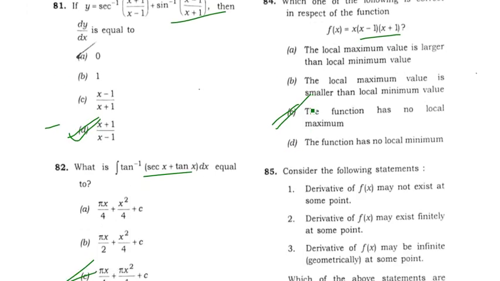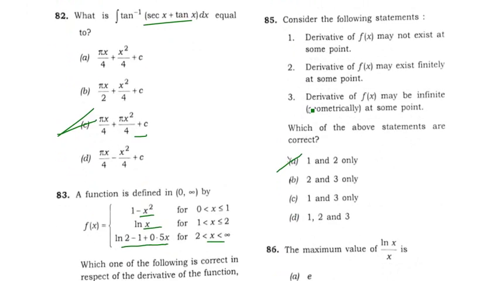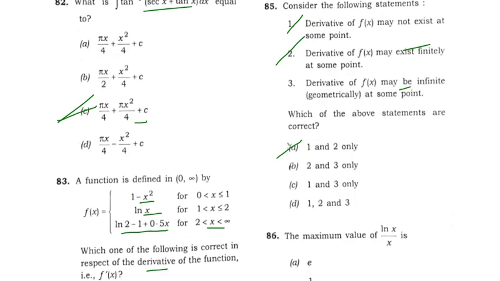Okay, next question: consider the following statements. Derivative of f(x) may not exist at some point. Yeah, that's true. Derivative of f(x) may exist finitely at some point. That's also true. And derivative of f(x) may be infinite at some point. No, this is not true. So 1 and 2 are true. So option A is right.